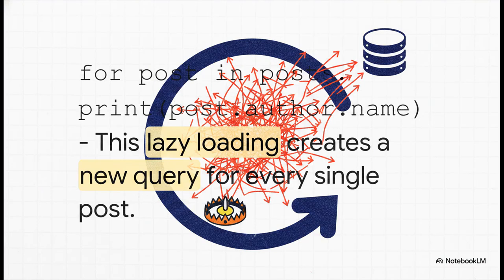So let's go back to our n+1 nemesis. This line of code looks so harmless, right? You're just looping through some posts and printing the author's name. But behind the scenes, that little post.author.name call is what's triggering a brand new database query on every single trip through that loop. This is a classic performance trap.